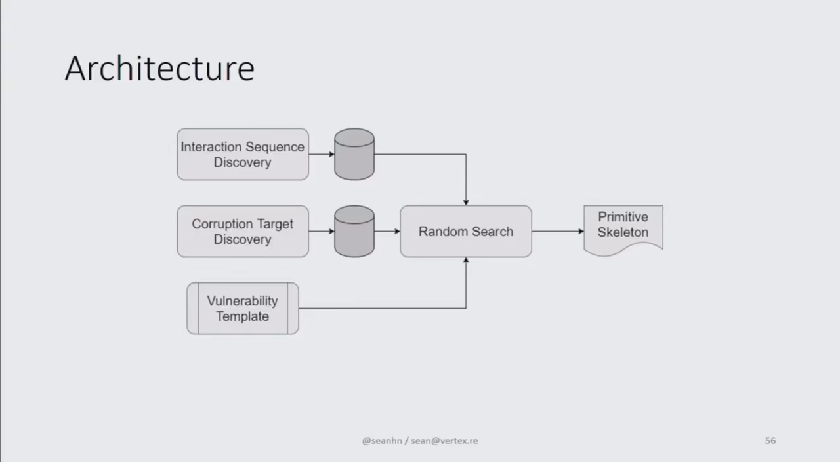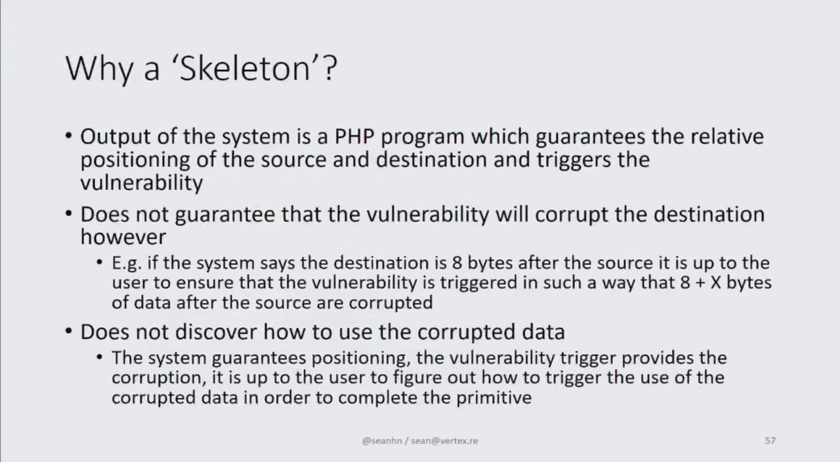Good. Okay, so those of you that are familiar with exploitation terminology, a primitive is a fairly well-known thing. The skeleton in this case is worth clarifying, though. The output of the system is a PHP program which guarantees the relative positioning of the source of the overflow or the underflow and the destination. It doesn't, however, guarantee that the vulnerability will actually corrupt the destination, because it doesn't reason about the vulnerability itself, it only reasons about positioning.